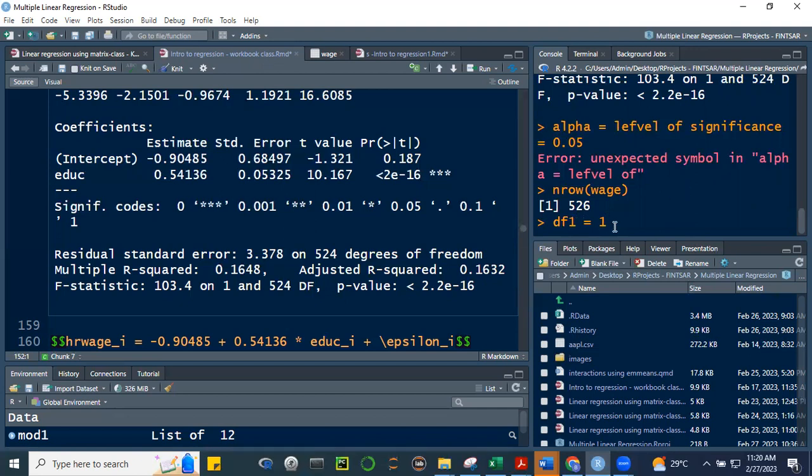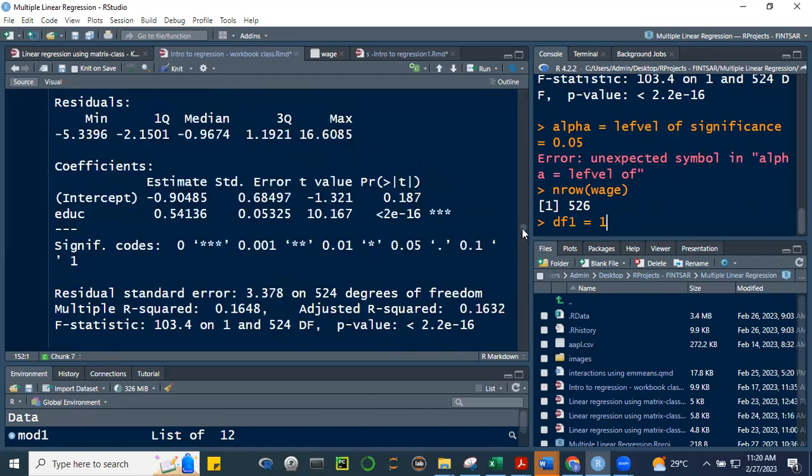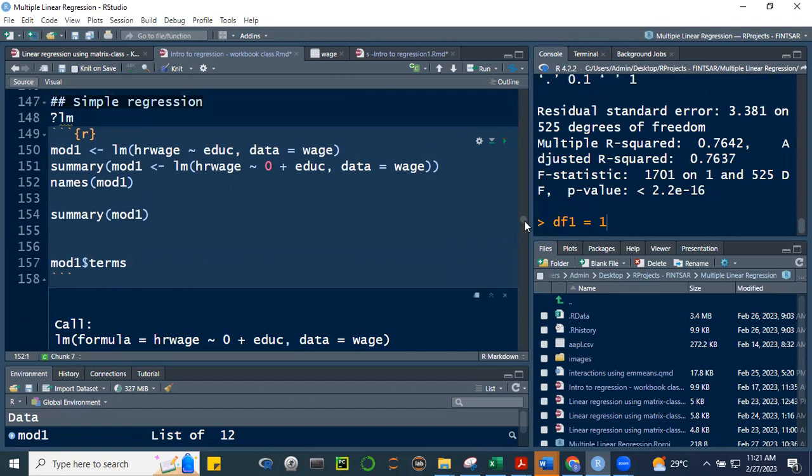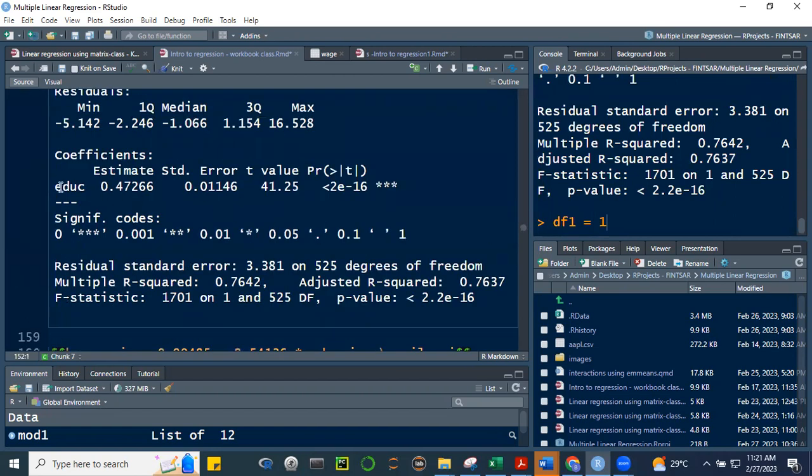Okay, it's 1. If we indicate that we don't want that, because we can actually come up with a model where there's no intercept, let me just quickly show that to you. If we place here 0 plus education, this means that we don't want the intercept to be part of the model. So let's just show this. All right, so we can see now that there is no intercept here. Wala nang intercept dito. Si education na lang lumabas.